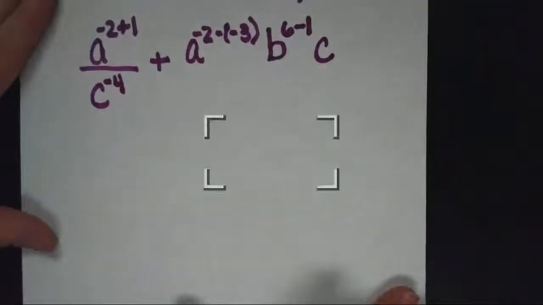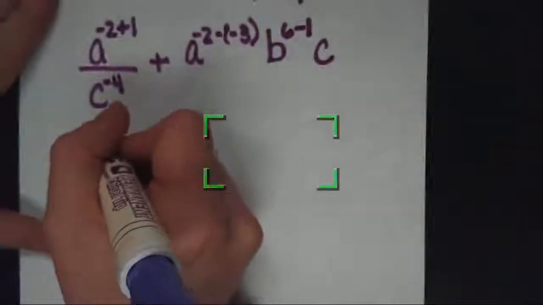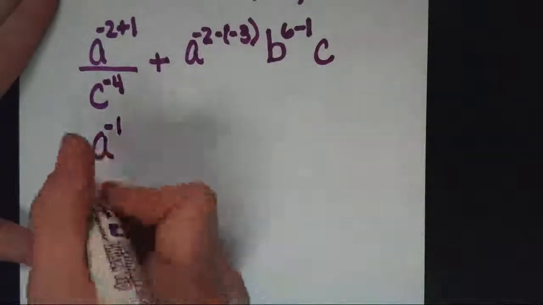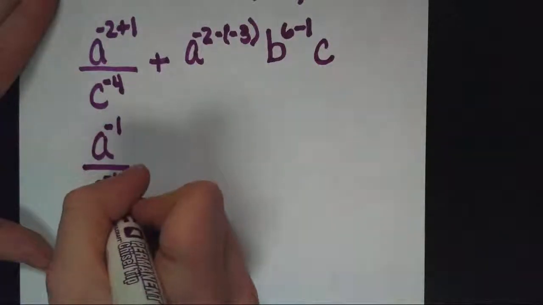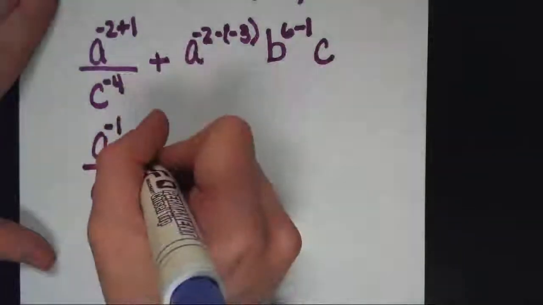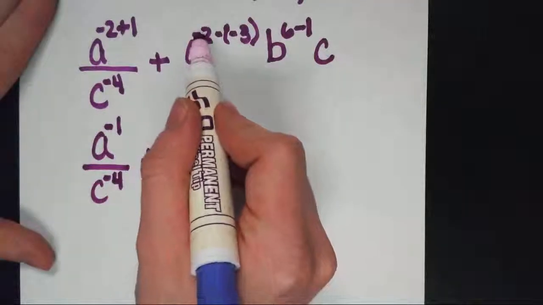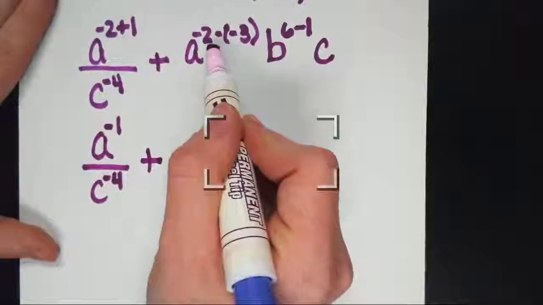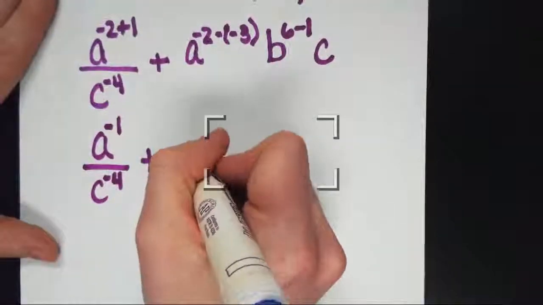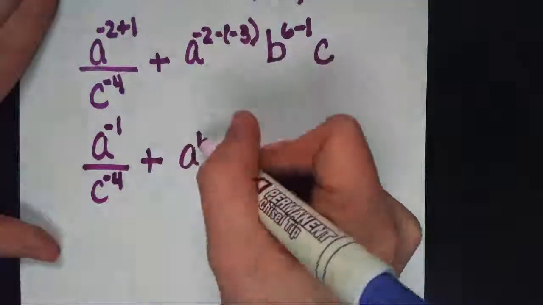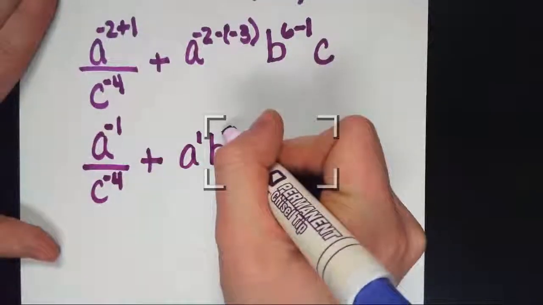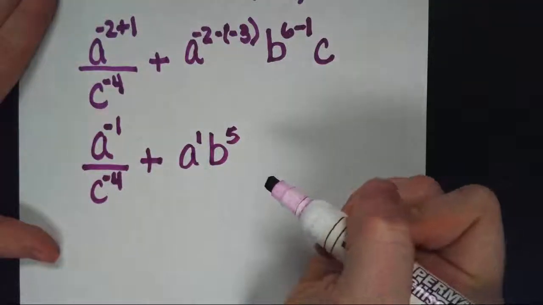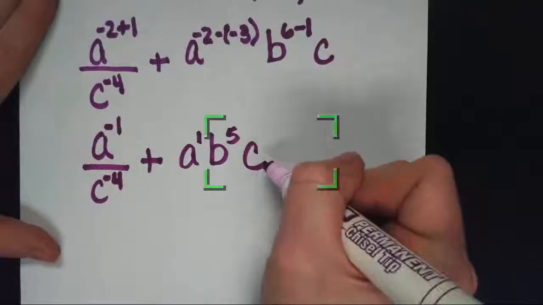Now I'm going to simplify my exponents. So I've got a to the negative 2 plus 1, which is negative 1, over c to the negative 4, plus a to the negative 2 minus negative 3. Now remember that minus the negative is really plus. So negative 2 plus 3 is 1. So that would be a to the 1st. I've got b to the 6 minus 1, which is 5. And then I've got c.